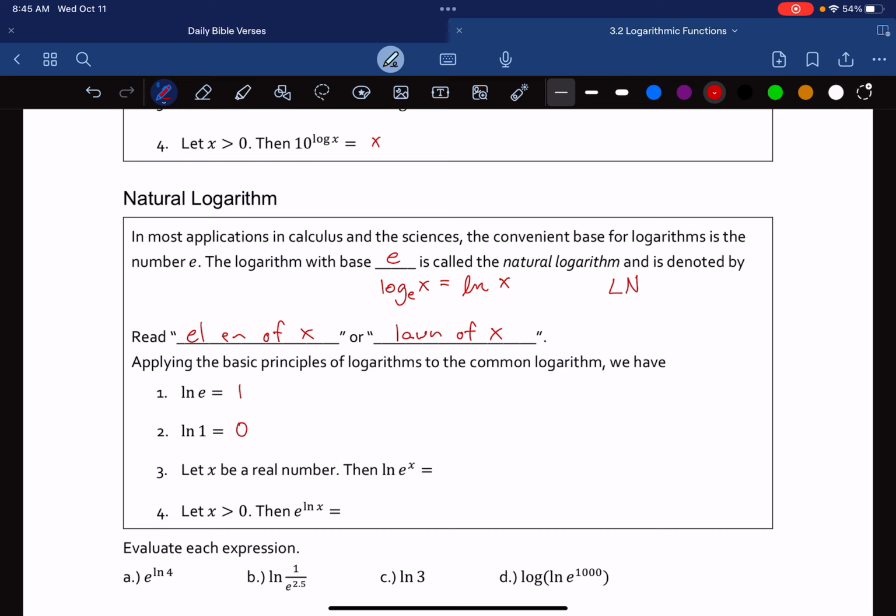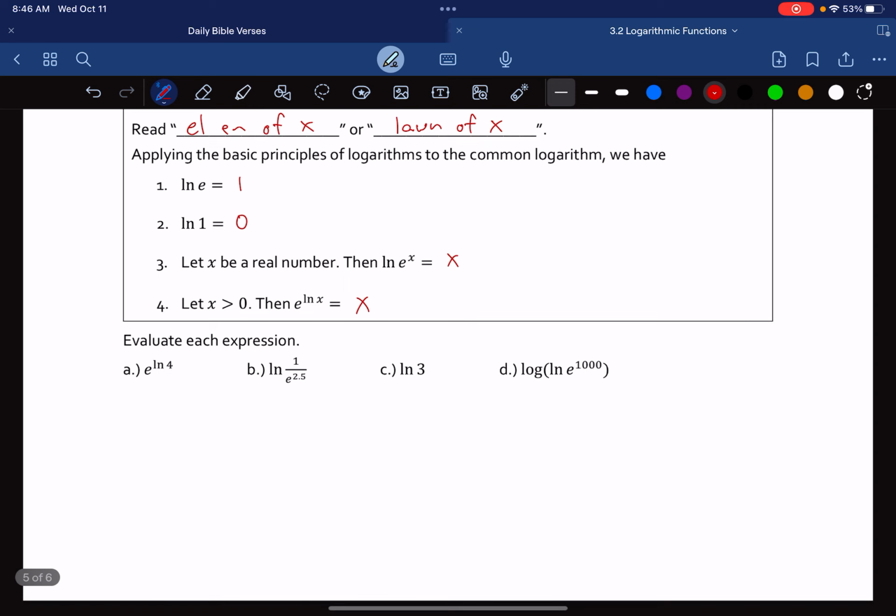Here we have another similar one. Let x be a real number. Then the natural log of e to the x, again, the bases match because that's a log base e of e to the x. That's just going to be x. And then down here, again, the exponential base is e and the log base is e, so they match, so they cancel. We just get that.